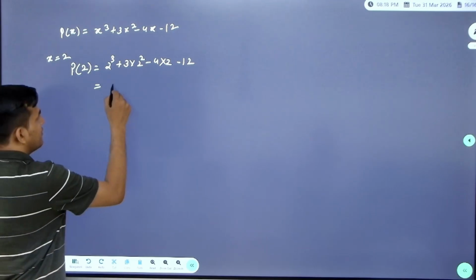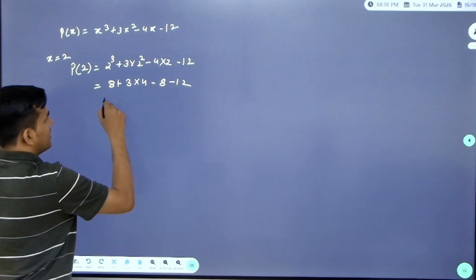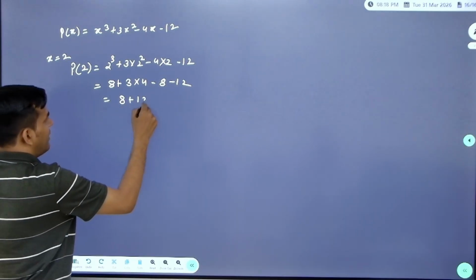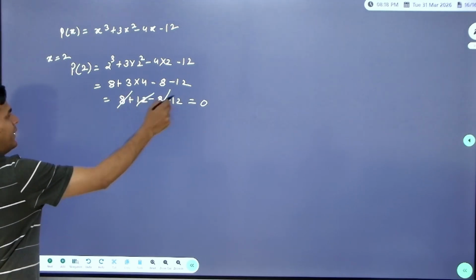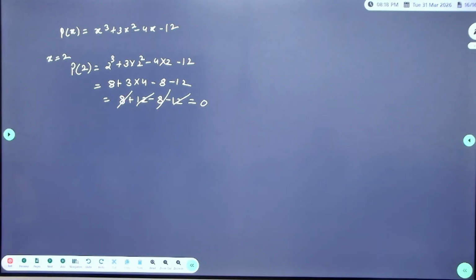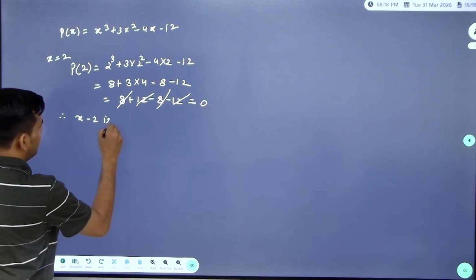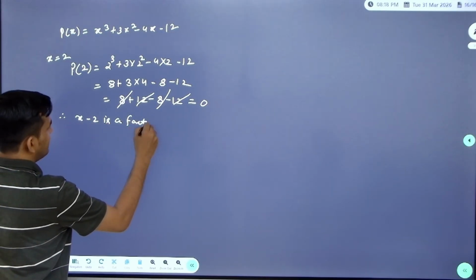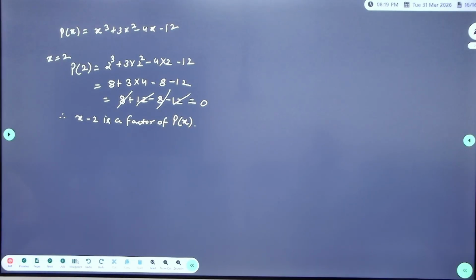8 plus 3 into 4 minus 8 minus 12. So this is 8 plus 12 minus 8 minus 12. That is 0. 8, 8 cancel, 12, 12 cancel. What does that mean? x minus 2 is a factor of the polynomial. Therefore, x minus 2 is a factor of P(x).